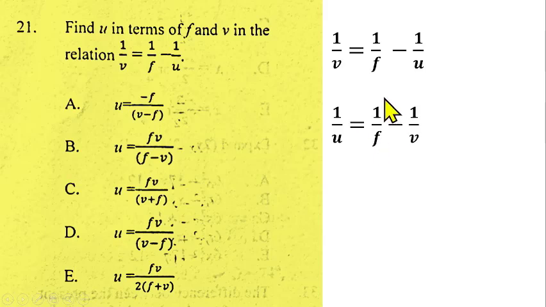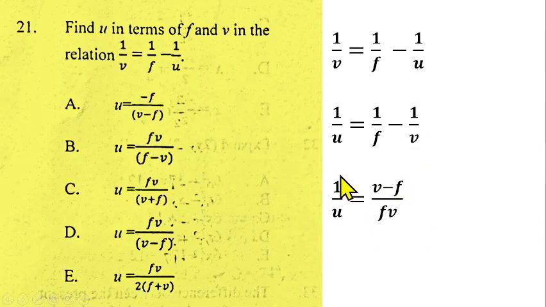From there, I can now subtract this fraction by finding the LCM of the right hand side. The LCM of f and v is fv. So that means you'll be having 1 over u equals, the LCM is fv. f in fv gives us v. Then v times 1 gives us v, minus v in fv, that gives us f. f times 1 gives us f here.